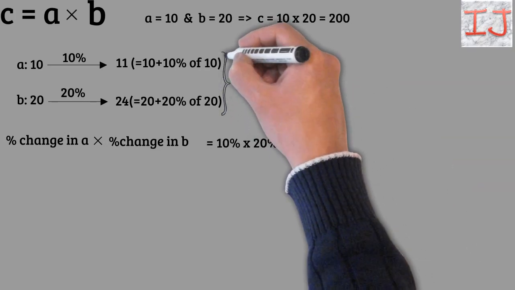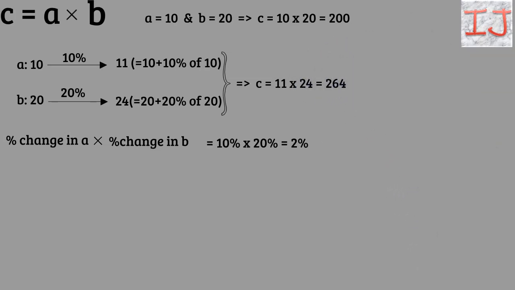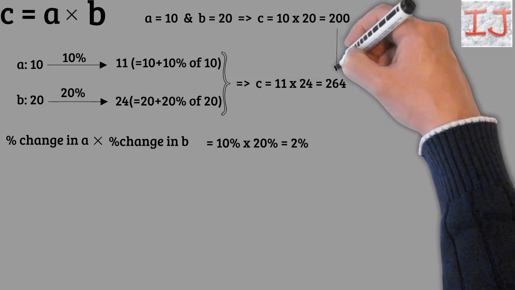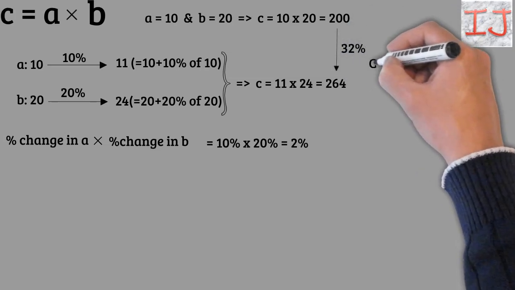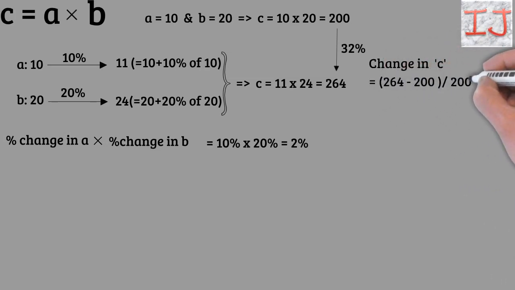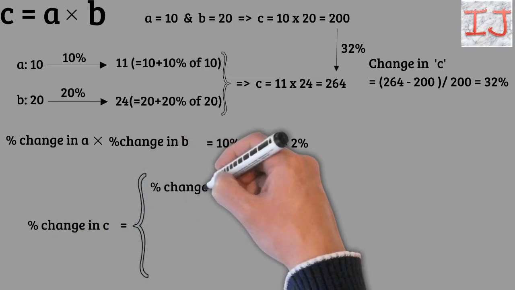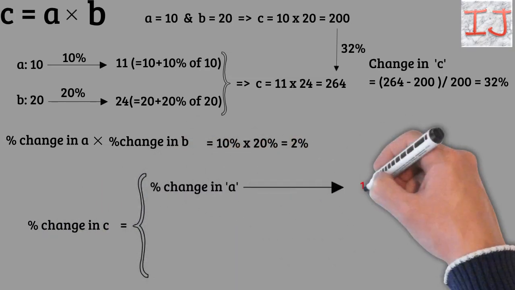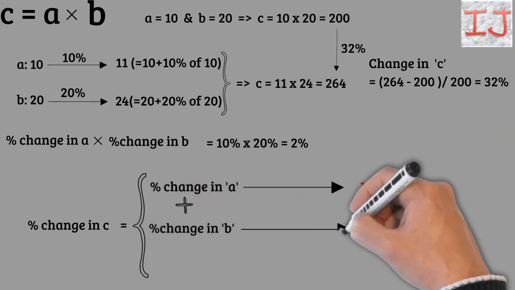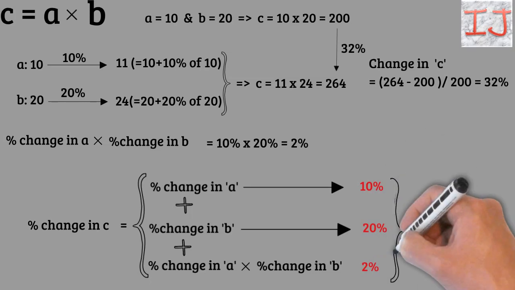With this change of A and B, new value of C will be equal to 264, which is equal to product of A and B. The change in C is 32%, which can be calculated as 264 minus 200 divided by 200. You can see that this change is exactly equal to sum of percentage change in A, which was 10%, percentage change in B, which was 20%, and product of change, which was 2%, that is 10% into 20%.